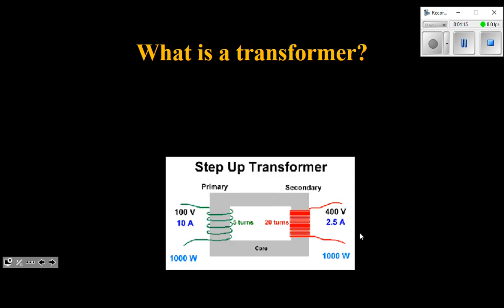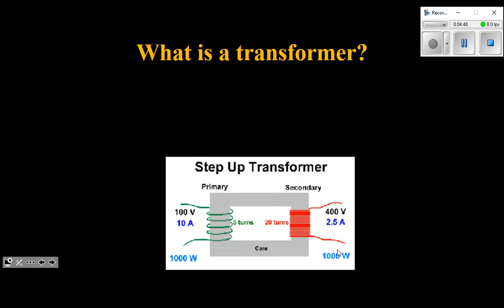So exactly what is a transformer? Here's an example of a step-up transformer. So let's just look at some of the information on that slide. We start off with 100 volts in the primary. The primary is the incoming side of the transformer. It had 100 volts. It had 10 amps. Now you remember from calculations number 2, I believe, P equals IV. So I, 10, times V, 100, is equal to 1,000 watts.